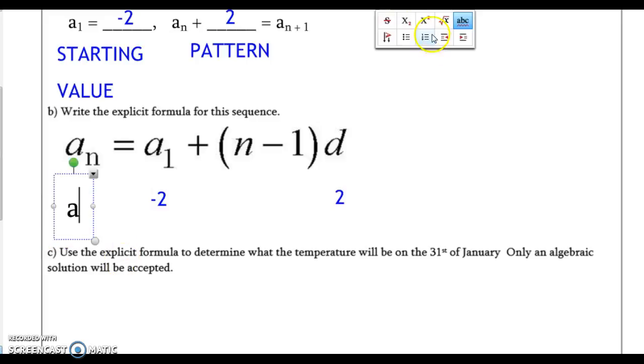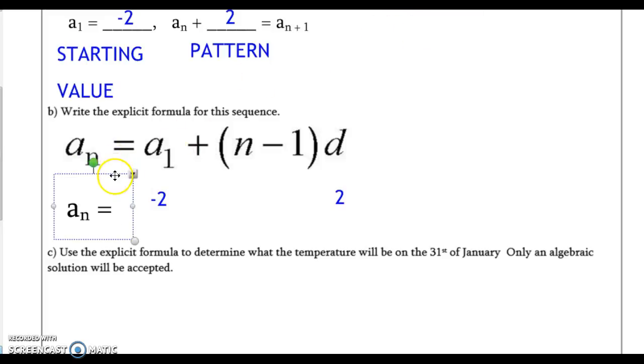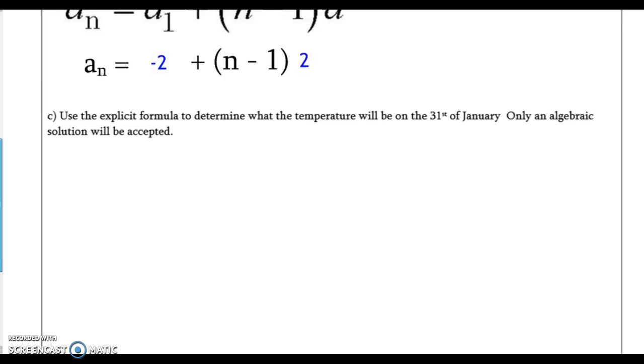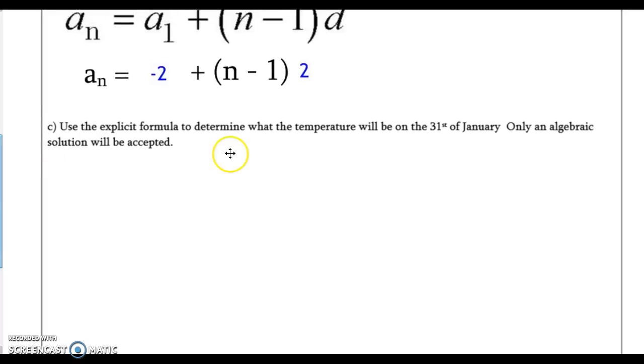So we have a sub n is equal to negative 2, and then we need a plus, n minus 1 times 2. There's our explicit formula.